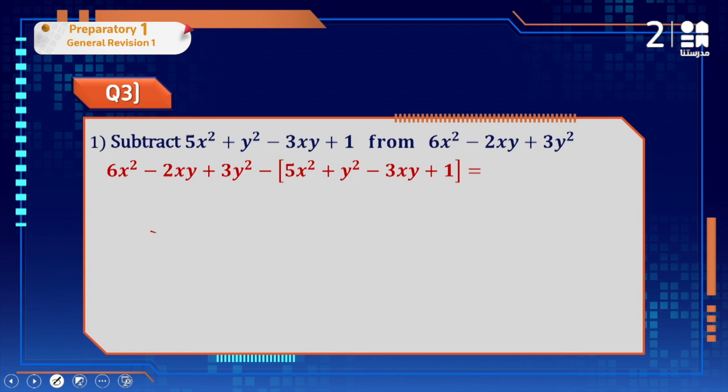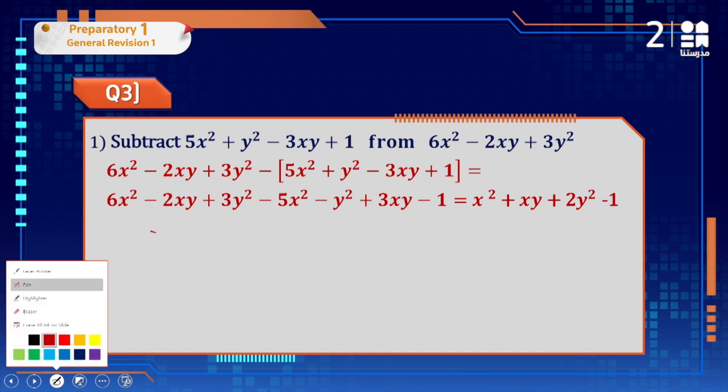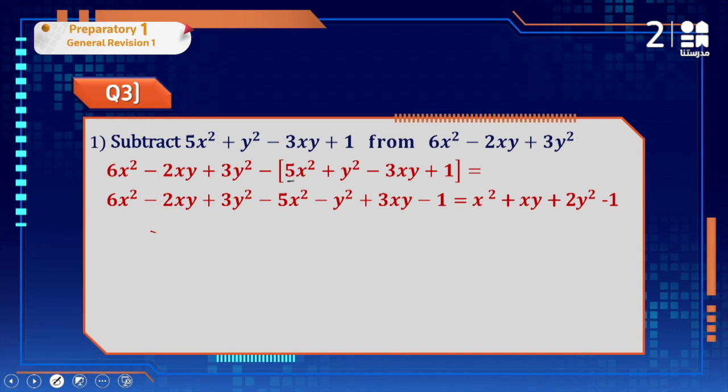And as you know, when I have minus before anything, that means I have to change all the signs for each term of them. So actually it will be 6x squared as it is, negative 2xy as it is, plus 3y squared as it is. Then change the sign of each one of them. Here this 5 will be negative 5. And positive y squared will be negative y squared. Negative 3xy will be positive 3xy. And positive 1 will be negative 1.